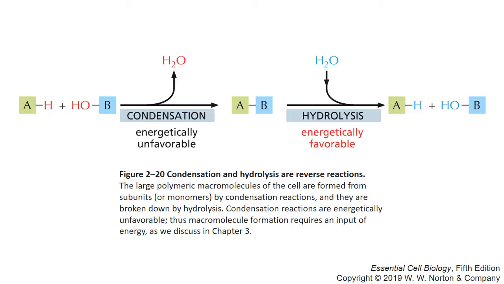Here you go. So here's another illustration showing you how they're basically reverse reactions from each other. Let me switch back to my red color. So you can see that if you have two pieces A and B that you want to put together, you want to create a larger structure, you're going to have to remove the hydrogen on one side, hydroxide on the other, and these then become the water molecule that you're expelling. And this is then your condensation reaction.